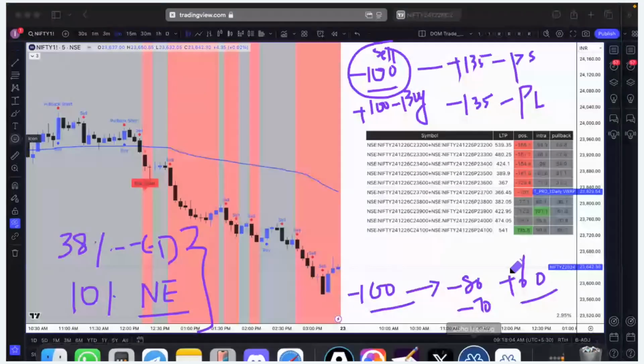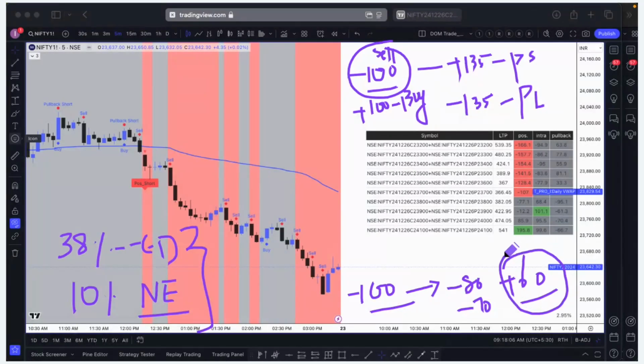Plus 60 is the warning sign that if you are short in any of the straddles, you need to exit, because plus 60 is a threshold level. Beyond that, you cannot hold any straddle which you are short. Either you get the plus 60 warning first, and after that your stop loss may get hit, or your stop loss gets hit and then you get a warning signal. Whichever signal comes first, you act accordingly.